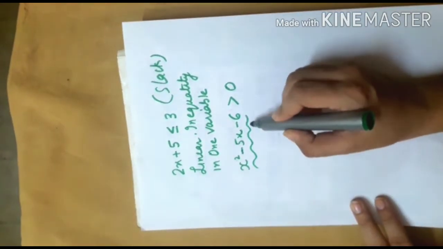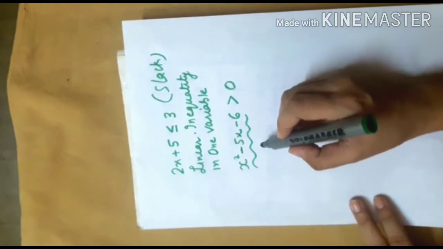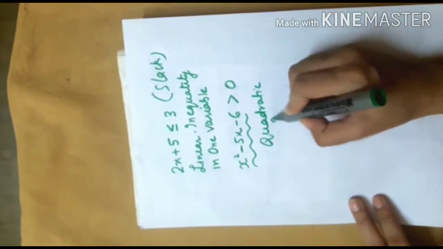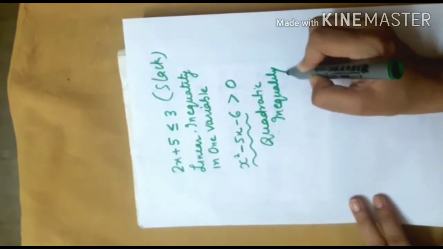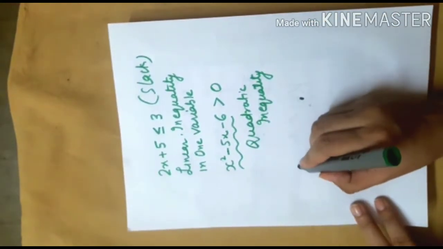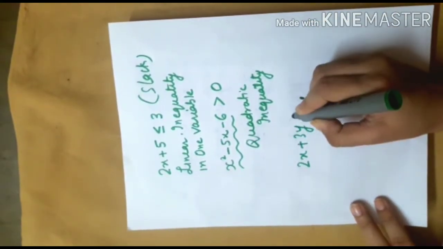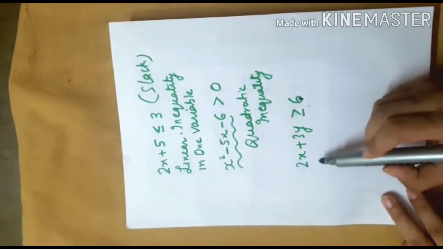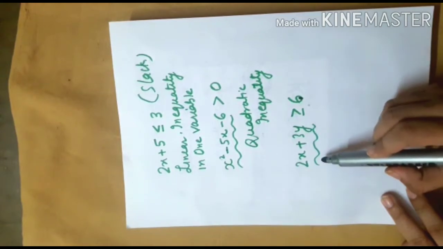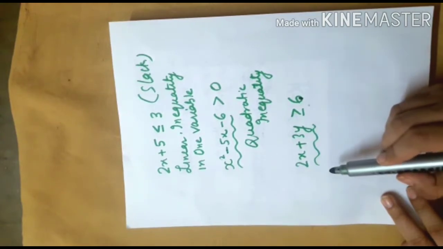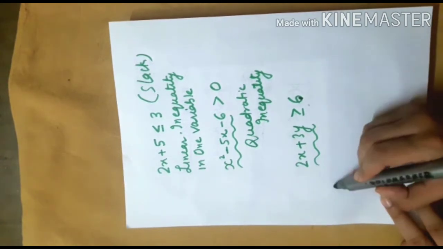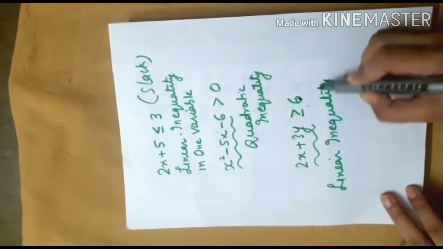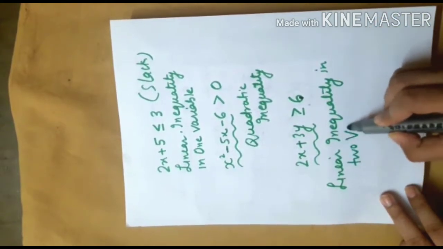As this is a quadratic polynomial, it is a quadratic inequality, right? Next, 2x plus 3y greater than or equal to 6. Yes, here it is a linear polynomial in two variables. So it is an example of a linear inequality in two variables.